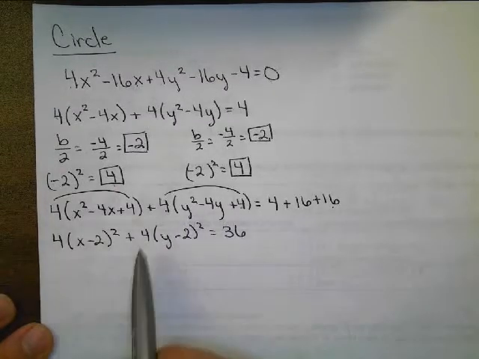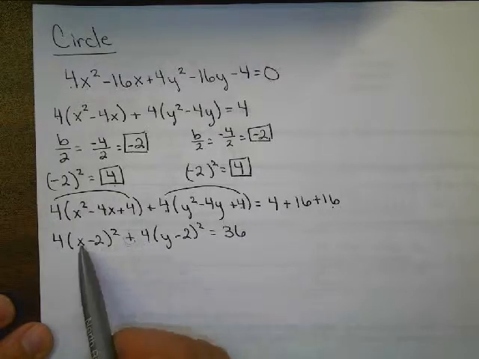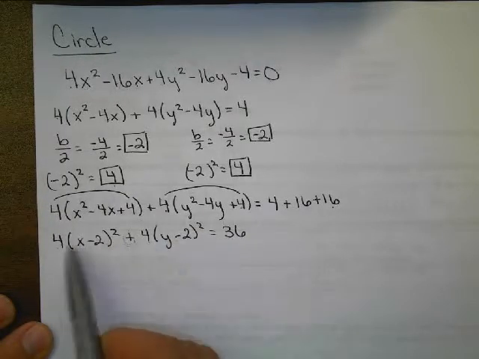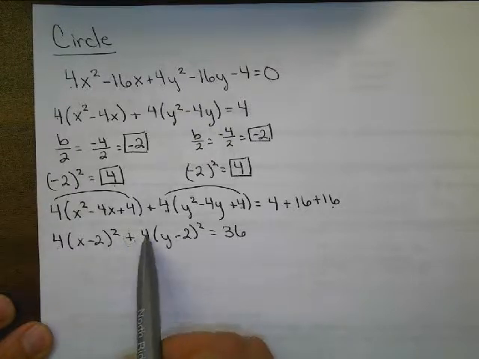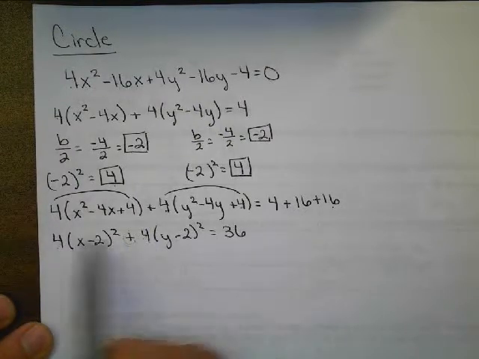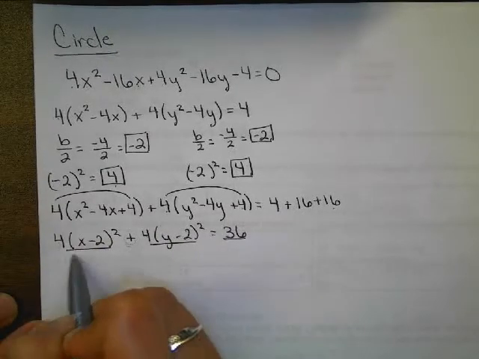Now, if I look here, I have an addition sign, and I have the same number in front of my factored form right here. So because of that, the addition sign and the same numbers here, I know I have a circle. What I need to do is make these coefficients 1. So I'm going to divide all of this by 36.